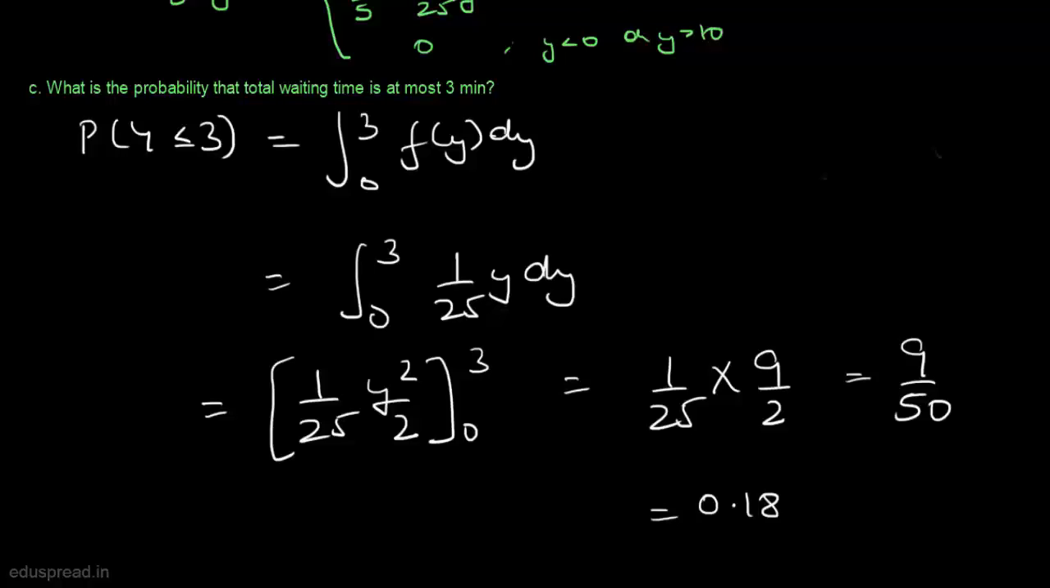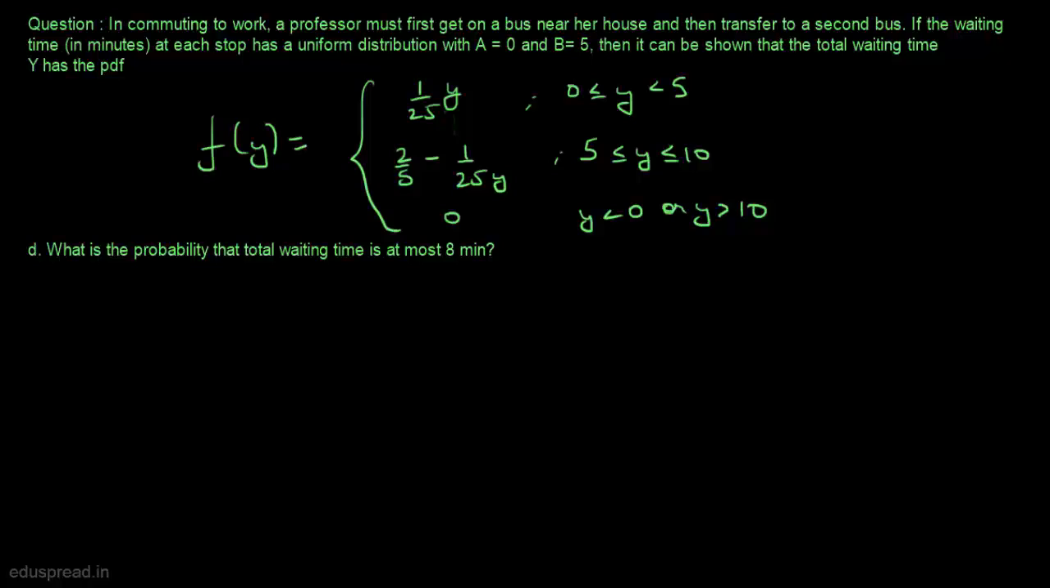Let's now move to part D. In part D, we have to calculate the probability that total waiting time is at most 8 minutes. So that means we have to calculate the probability that y is less than or equal to 8. So this is equal to the integration of f of y dy from 0 to 8. Now f of y is equal to 1 divided by 25y for values of y between 0 and 5, and for values of y between 5 and 8 it is equal to this.